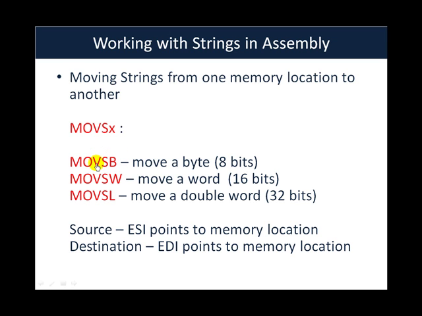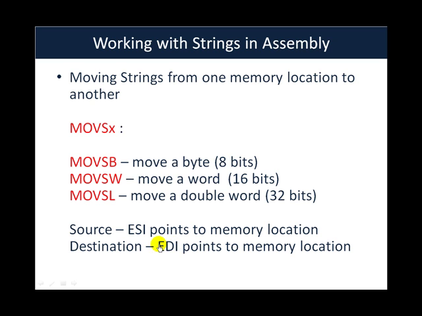Now the interesting part of the movsX series of instructions is that the source memory location as well as the destination memory location is implied. The source is always where ESI points to, and the destination is where EDI points.